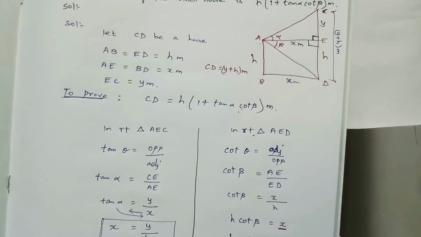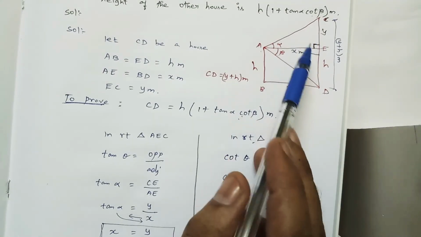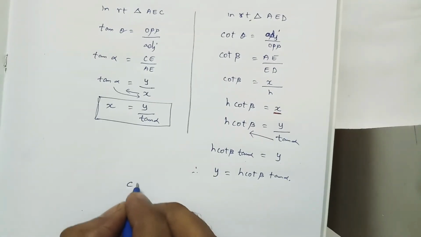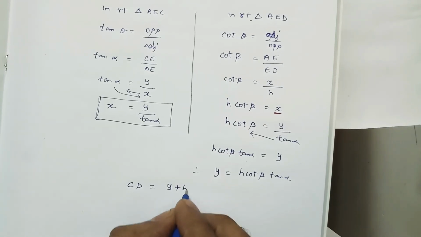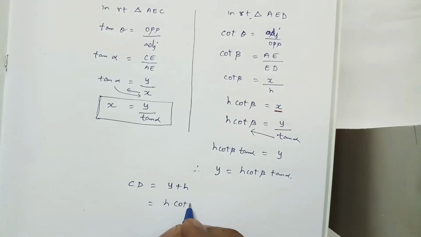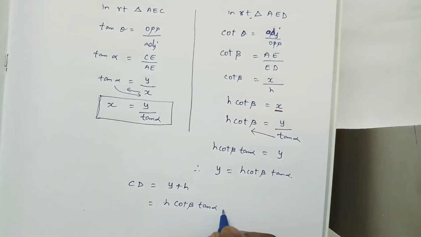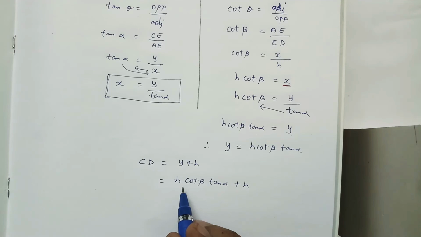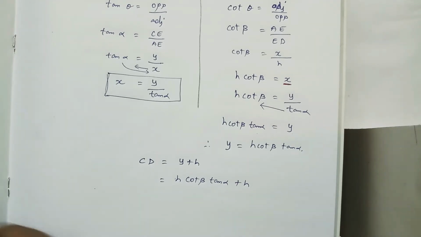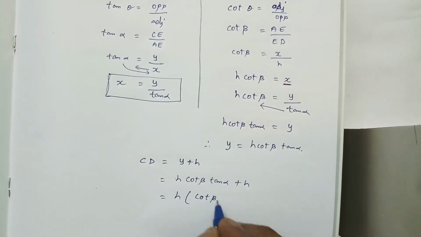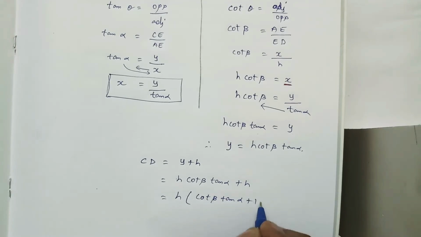But what do we want to find? Now we have found only Y alone. We want to find the height of the house, that is Y plus H meter, right? So just add these two. CD is equal to Y plus H meter. So what is Y? Y is nothing but H cot beta into tan alpha plus H. Now we have two terms. What is the common term in both? Common term H, right? Take the common term outside, that is H into cot beta tan alpha plus 1.